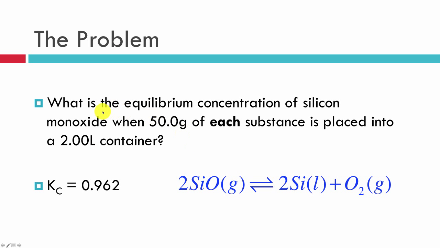All right, so what it asks is, what's the equilibrium concentration of the silicon monoxide when this system reaches equilibrium? In other words, if they put 50 grams of each one of these substances, 50 grams of silicon monoxide, 50 grams of the liquid silicon, and 50 grams of oxygen gas, if they put that in a 2-liter container, what will be the end result when we reach equilibrium in terms of the concentration of the silicon monoxide?